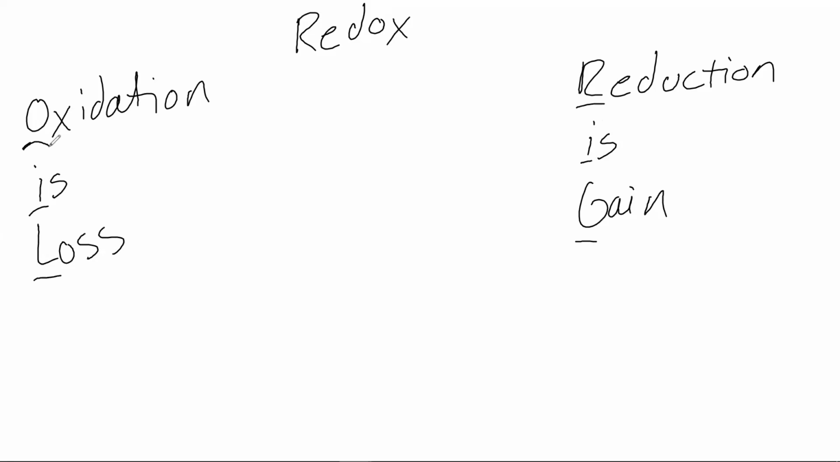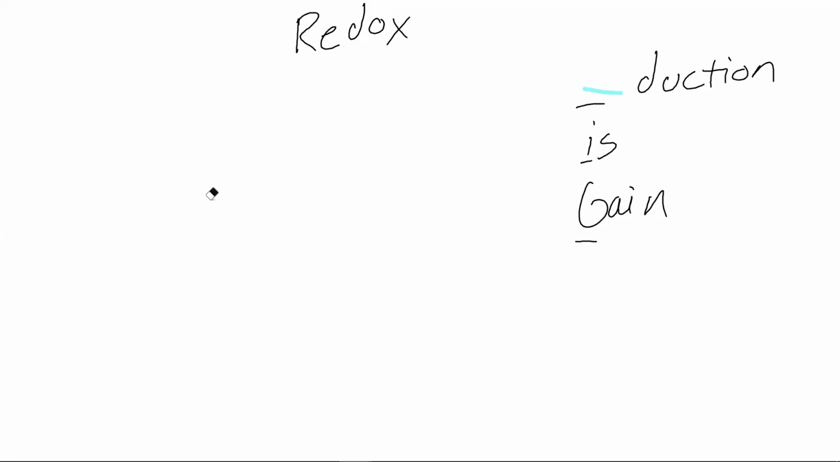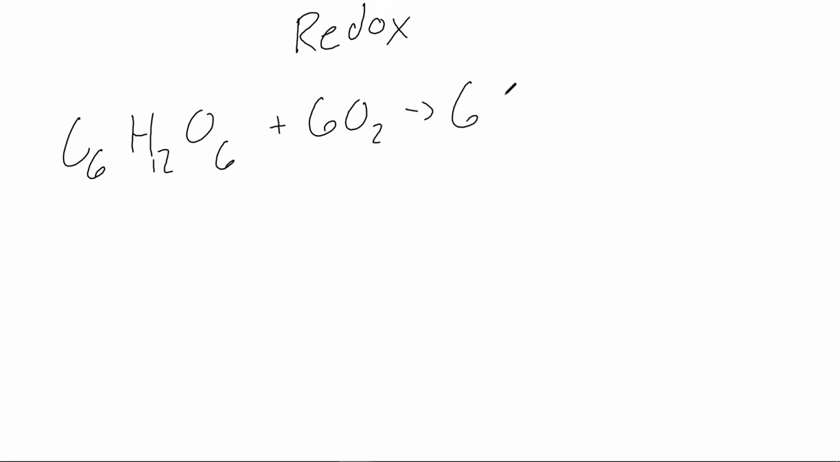So let's use an example. When we're talking about good old C6H12O6 plus 6O2 becoming 6CO2 plus 6H2O plus ATP, right? What is getting oxidized and what is getting reduced?